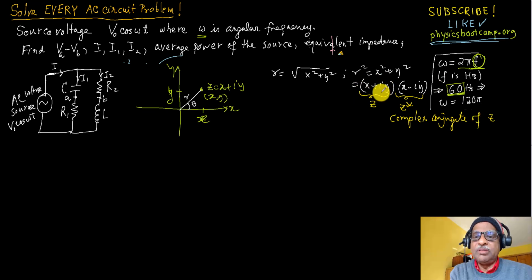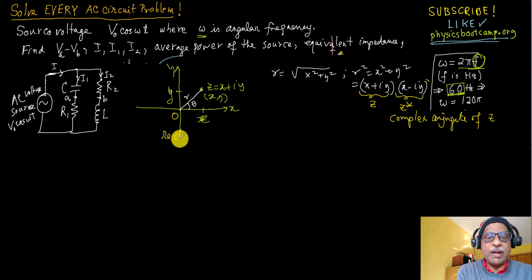So if this is a complex number z, and then this is a complex number z star, just i goes into minus i, and we multiply them together, then you are going to get the square of the distance from the origin in such a plot. So this is called the rectangular representation, x plus iy, for this number z.